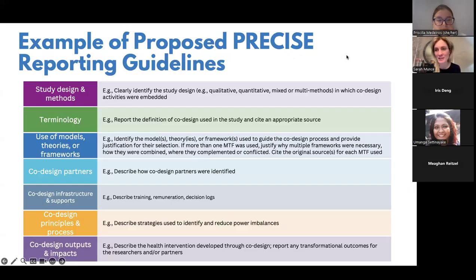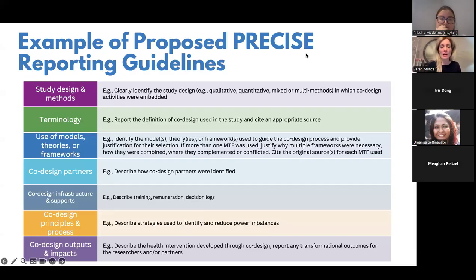The use of the models, theories, frameworks, although it has featured prominently in our scoping review, I think its role in the reporting guideline is up for debate. If it is, it is an aspect that we will ask participants to rate the importance of. One of the areas may be to identify the MTF and how it was used to guide the co-design process, and the justification for its selection. And I think that contentiousness does speak to balancing the need for creativity with structure.